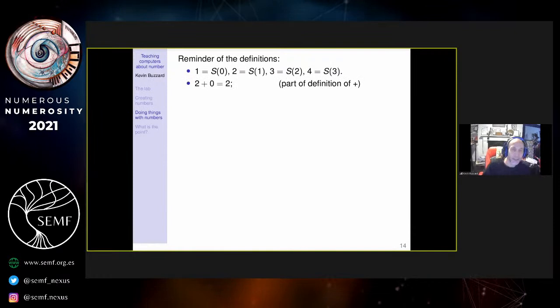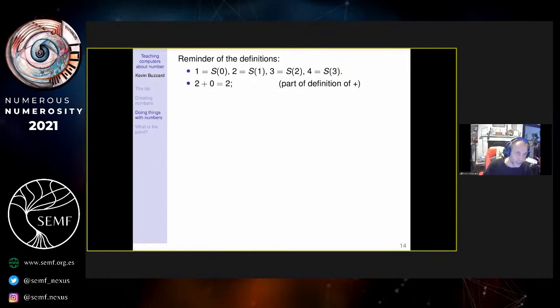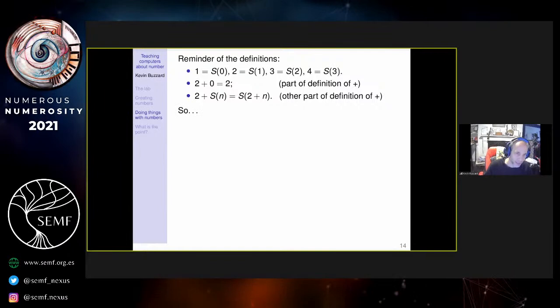So here's the reminder of what we have. 0 is a number, 1's the number after 0, 2's the number after 1. 3 is the number after 2, 4 is the number after 3. And the definition of addition: we're defining 2 add 0 to be 2, and we're defining 2 add the number after n to be the number after 2 add n. And now the question is, can we work out what 2 add 2 is? So here we go.